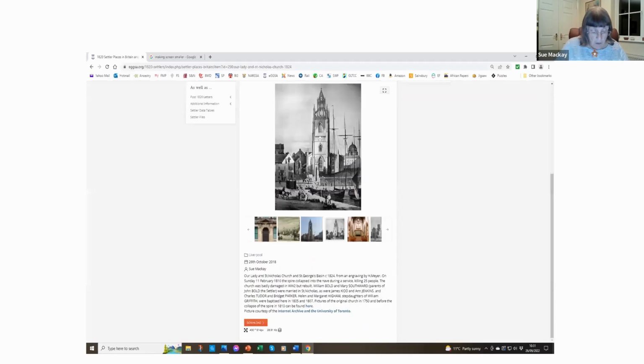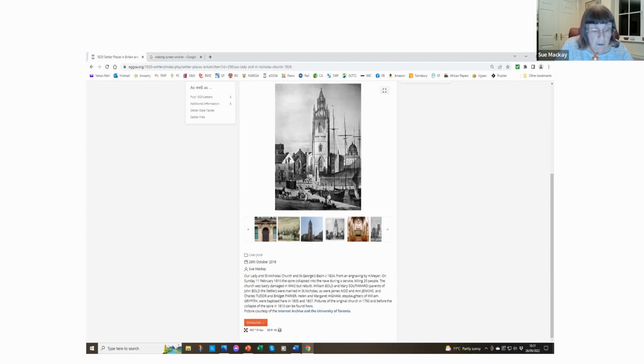So this is a picture of Our Lady and St. Nicholas Church in Liverpool in 1824. And below the photograph are the previous and next photos in the file. And you'll see a picture of the current church to the left and the interior to the right. And the text below each photograph links it to one or more settlers.